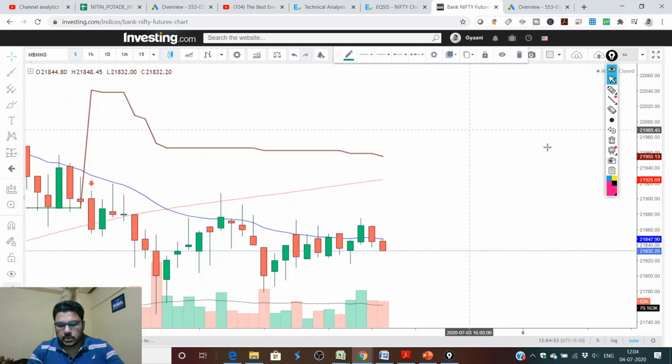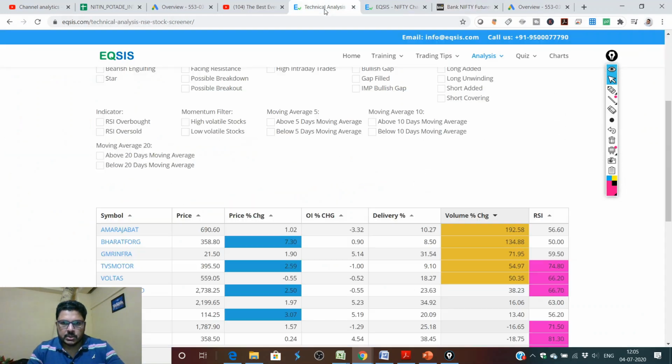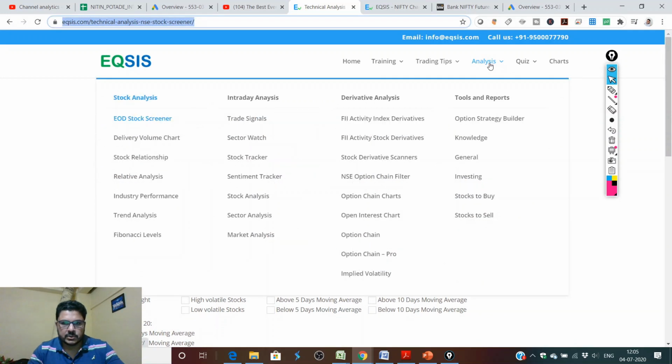Okay, so today we are going to talk about an intraday scanner, which I find very interesting. This can be one stop where you can analyze your market on a daily basis and see what you can do. So I'm talking about Equisys. This is a good site, and on this, if you go to these tabs, you have end of day stock screener, delivery volume chart, stock relationship, relative analysis, trend analysis, fib levels, intraday trade signals.